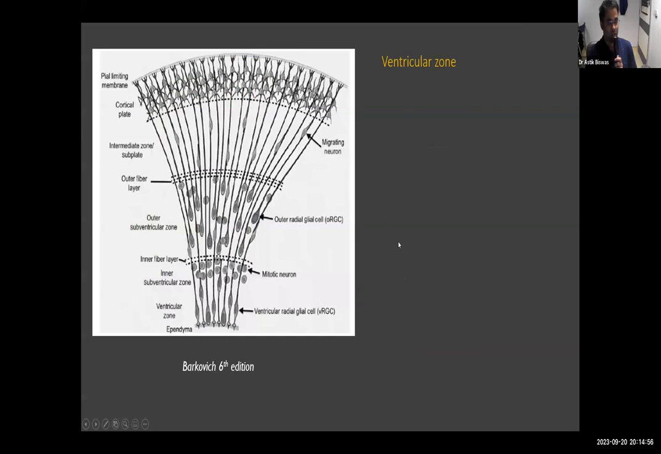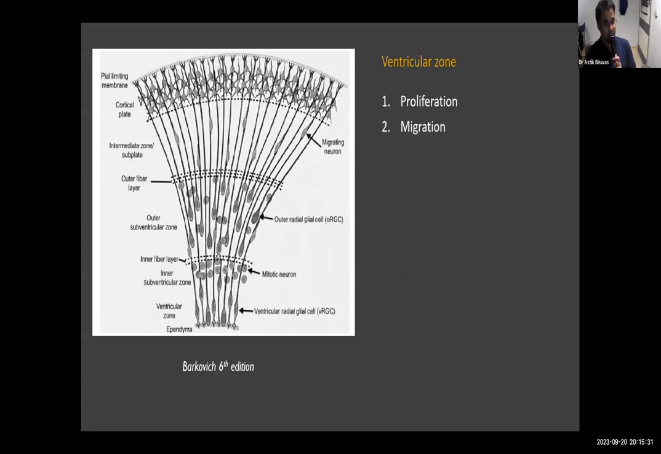So let's take a slightly closer look at the ventricular zone. So that's the ependymal surface, and that's the pial limiting membrane there. So you have proliferation that takes place not only in the ventricular zone, but also in the outer subventricular zone. And this is especially important in humans and as an evolutionary feature, something that is quite specific to humans.